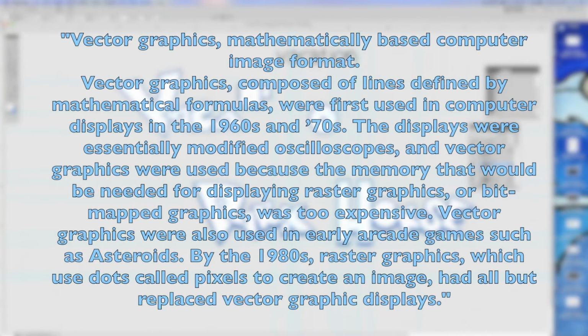But vector graphics, mathematically based computer image format. Mathematically based, that'll tell you something. Essentially, vector graphics, composed of lines defined by mathematical formulas, were first used in computer displays in the 1960s and 70s. The displays were essentially modified oscilloscopes, and vector graphics were used because the memory that would be needed for displaying raster graphics or bitmap graphics was too expensive. Vector graphics were also used in early arcade games such as Asteroids. By the 1980s, raster graphics, which used dots called pixels to create an image, had all but replaced vector graphic displays.